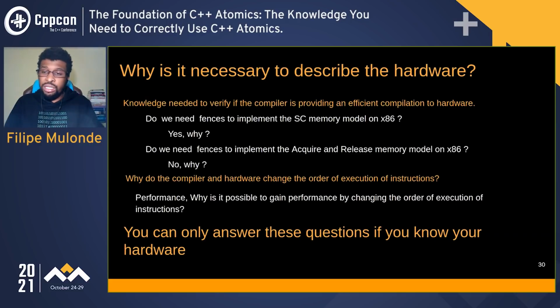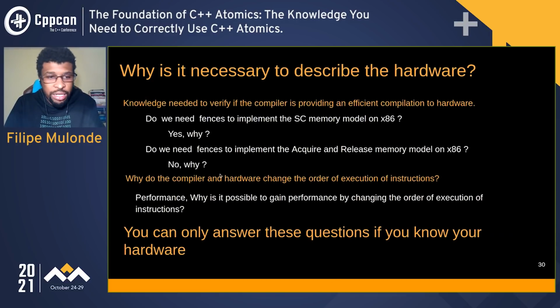And to illustrate why it is important, I have some questions over here. Do we need fences to implement the sequentially consistent memory model on x86? The answer is yes, but why? Do we need fences to implement the acquire and release memory model on x86? The answer is no, but why?